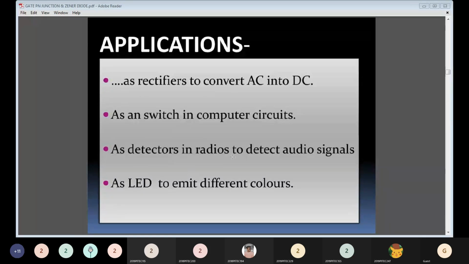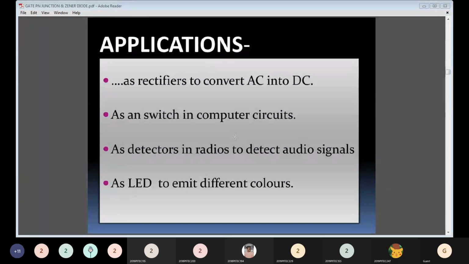Next, move on to the applications. It can be used as a rectifier to convert AC into DC. That is the primary application of this PN junction diode. It can also be used as a switch in computer circuits. It can be used as a detector in radios to detect the audio signals.